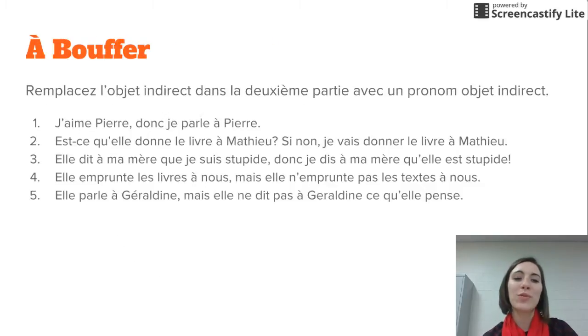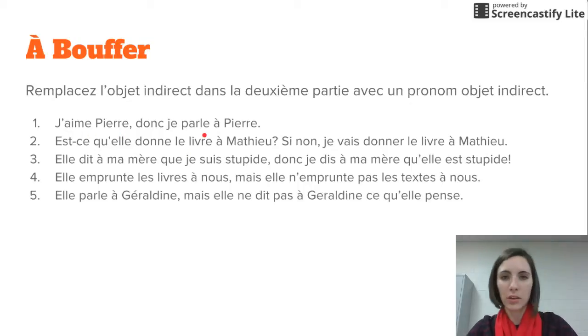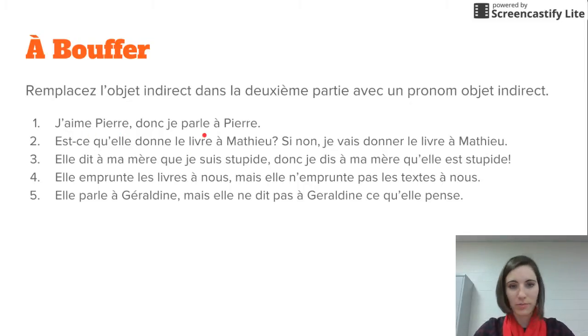Now, for your à buffet, make sure you write down this entire sentence in your notes. You're going to replace the indirect object that is repeated from the first half of the sentence to the second half of the sentence, okay? So right here, we have J'aime Pierre, I like Pierre, donc je parle à Pierre. Find the indirect object and replace it with the correct indirect object pronoun, rewriting the sentence.